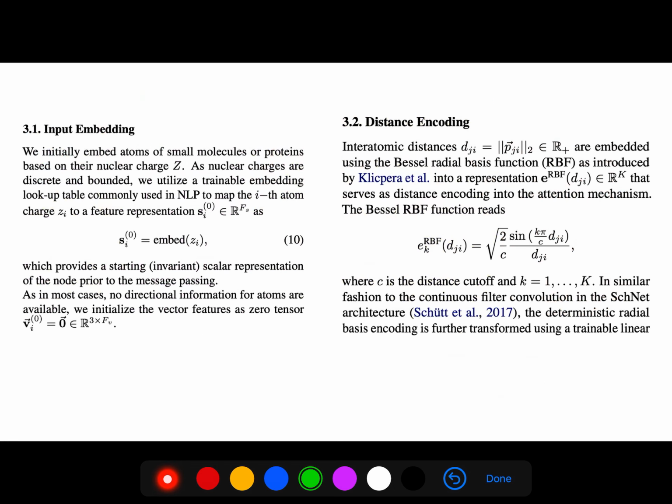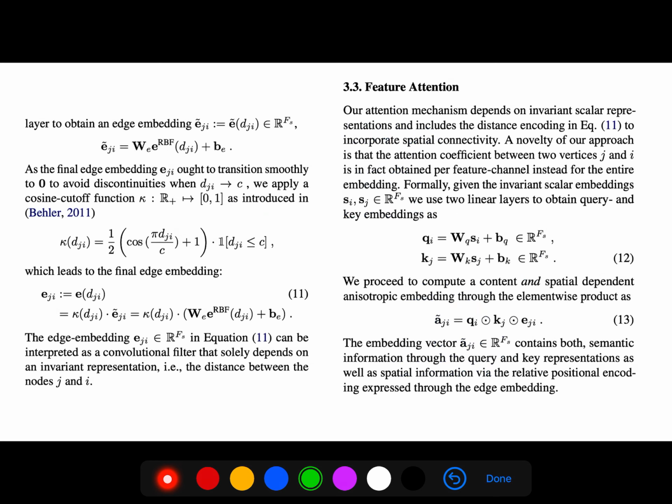So we initially embed atoms of small molecules or proteins based on their nuclear charge Z. As nuclear charges are discrete and bounded, we utilize a trainable embedding lookup table, which we commonly use in NLP. About distance encoding, interatomic distances are embedded using the Bessel radial function that serve as distance encoding into the attention mechanism.